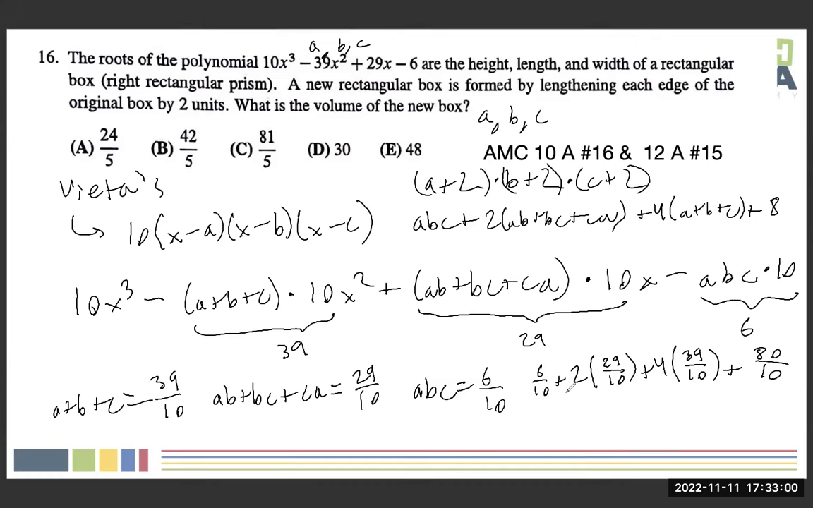Okay, and now if we just simplify this, well, this 2 times 29, that's just 58. 4 times 39, that's just 156. So we just get 6 plus 58 plus 156 plus 80 over 10. And if we add all these numbers up, we get, well, 64, 220, 300. Yeah, 300 over 10. All right, and that just gives us 30. That's our answer.